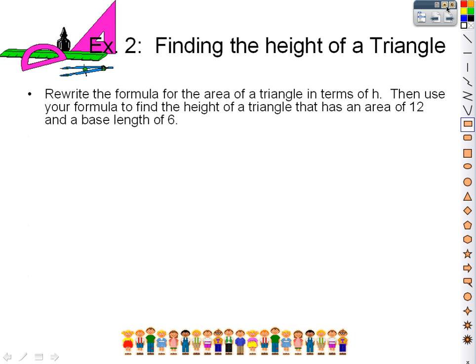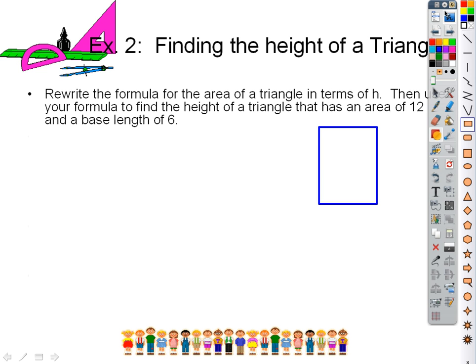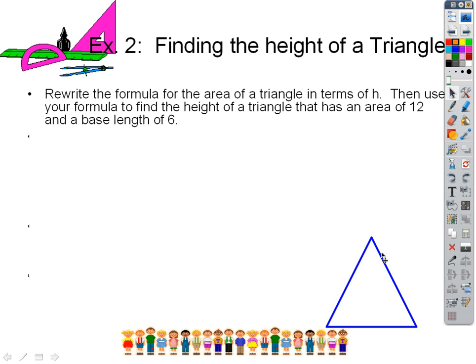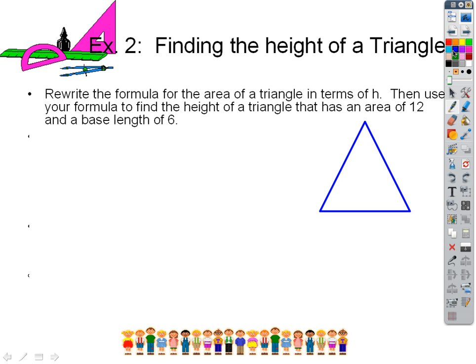Where should we probably start with this problem? We could draw a triangle if we wanted to. I'll draw a triangle for you if you'd like. There's a triangle. So we know the area is 12, the base is 6. Find the height. What do we do?